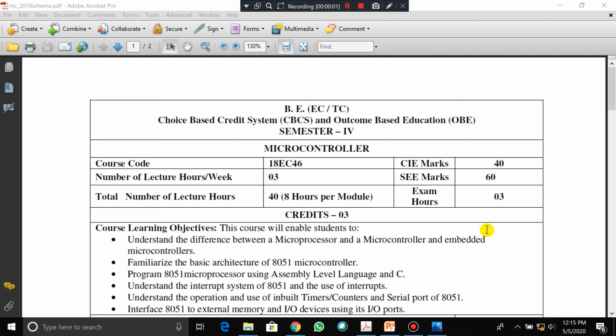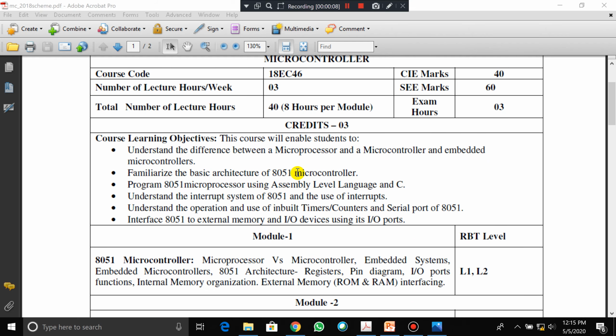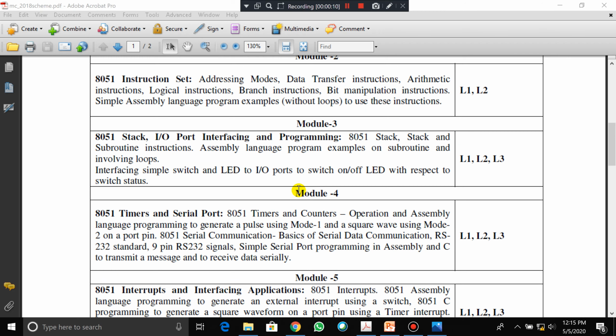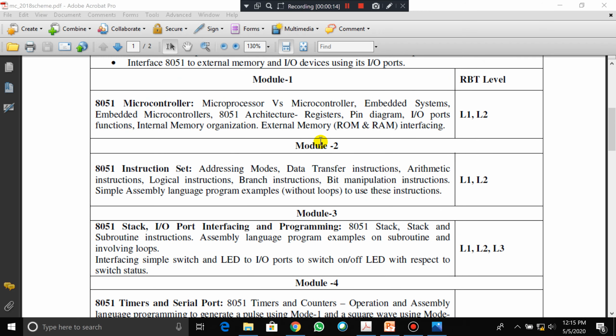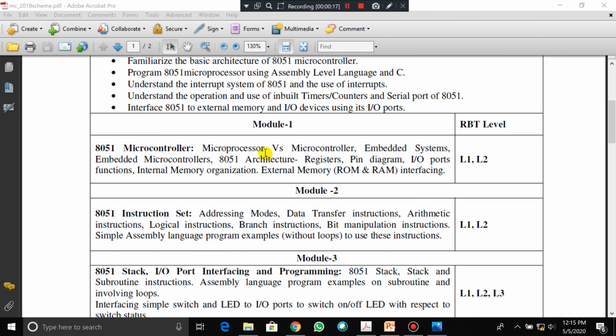Okay, very good morning. So let us discuss about microcontroller, that is 18EC46. So we are dealing with module number 4, but before starting with module number 4, let us have a brief outline of all the modules, what and all we discussed till today.